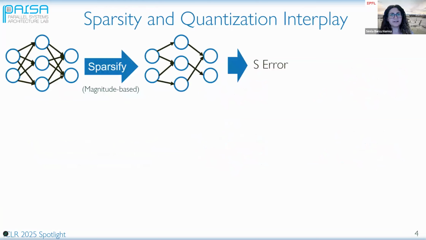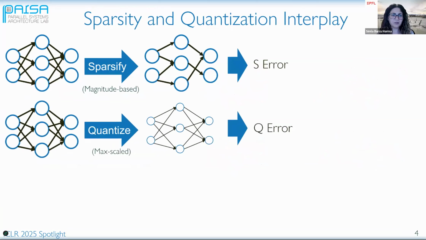Let's first look at the error introduced by sparsity alone. In this work, we focus on magnitude-based sparsity, and it removes insignificant weights based on their magnitudes, introducing a small but often tolerable error. For quantization, we focus on max scale quantization, where the quantization scale is chosen to be the largest element in a group of elements. Quantization introduces its own error by mapping values into coarser bins. This creates another source of distortion.